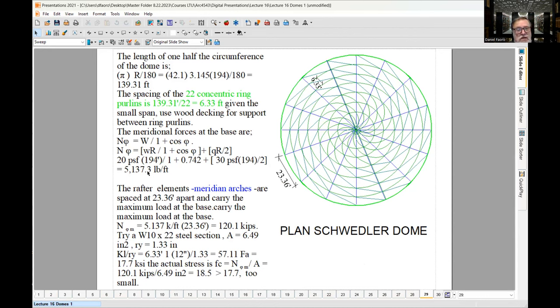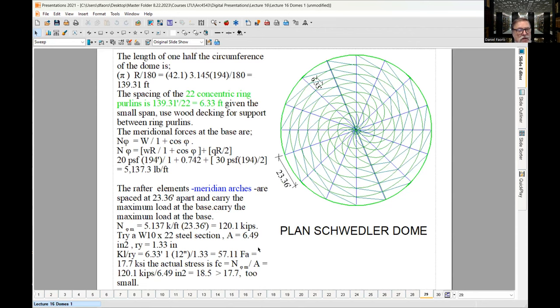5,137.3 pound feet. The rafter elements or the meridional arches are spaced 23.36 feet apart. They carry the maximum load at the base. So 5.137 kip feet times the 23.36, that's sort of like their tributary width, gives me 120.1 kips per arch or meridian.